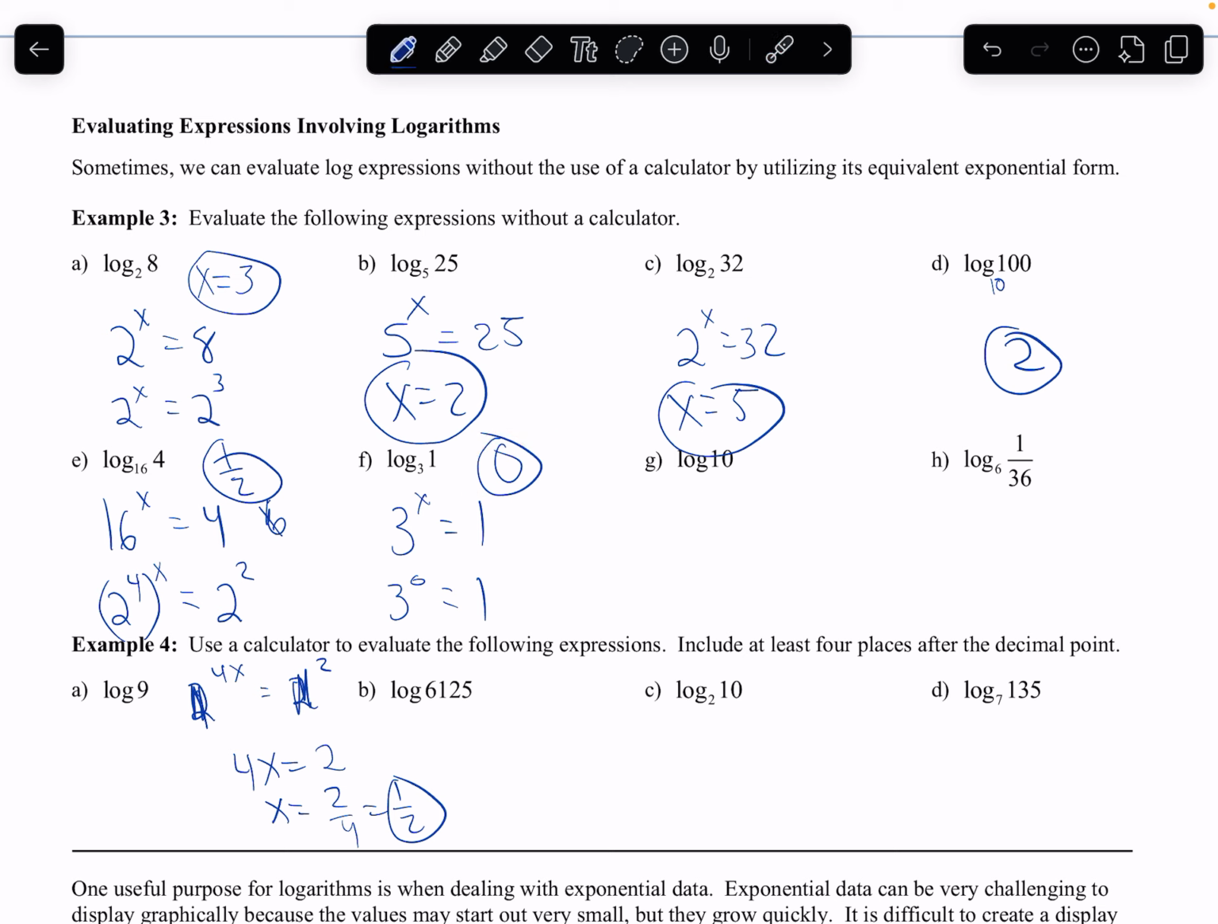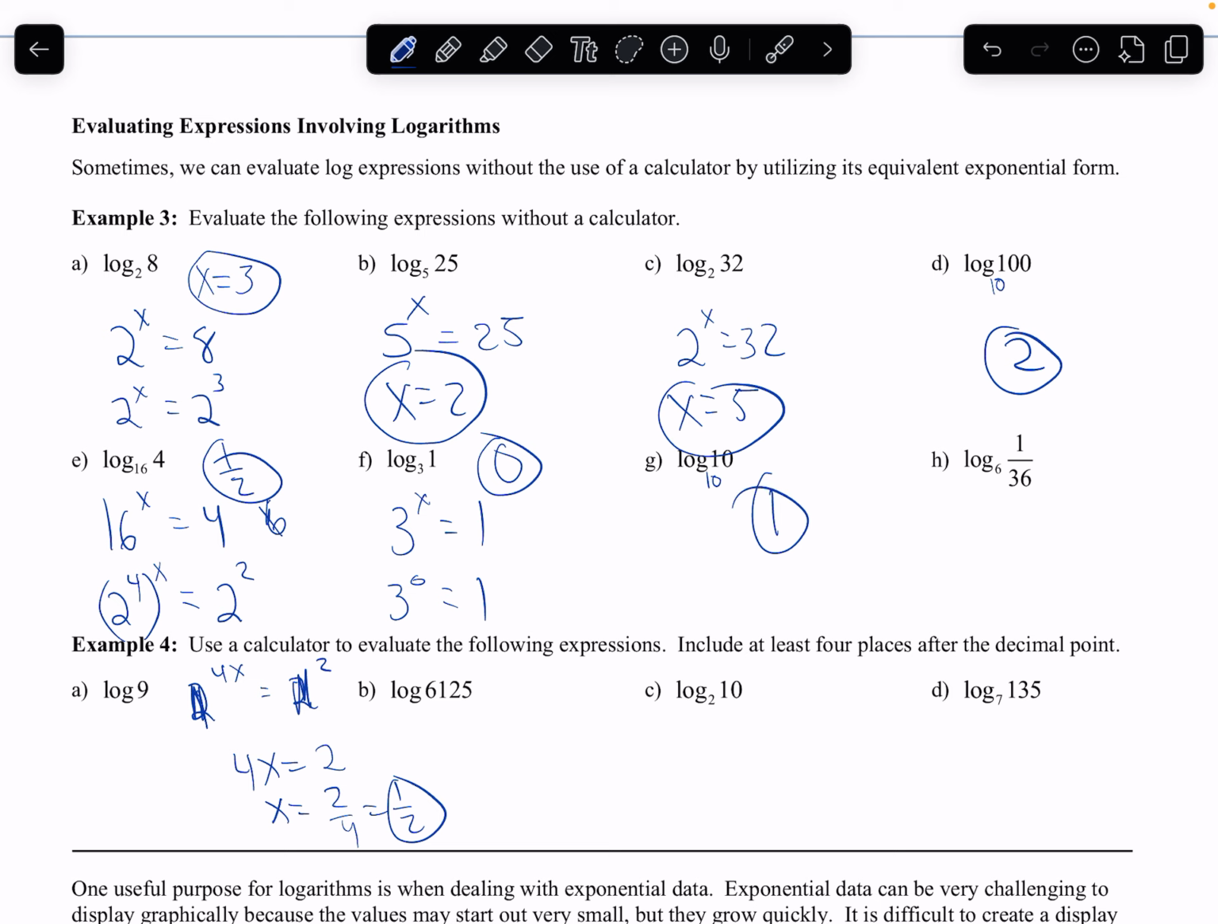If I don't see a number after the log, it's a 10. Unless you see an ln, then it's going to be an e. But if it's a log, it's a 10 if you don't see a number. So I'm saying 10 to what power is 10? 1. 10 raised to the 1 is 10.